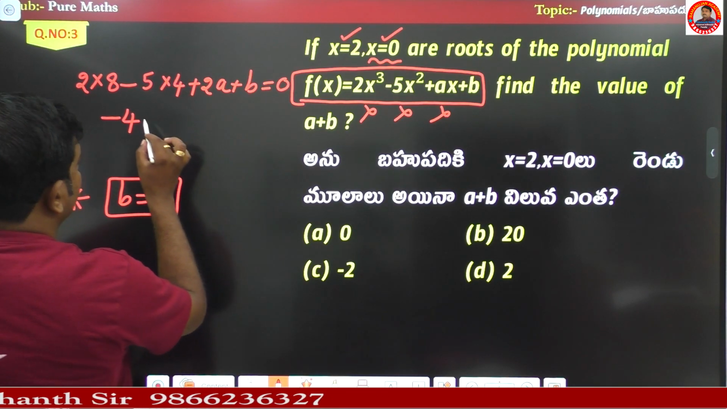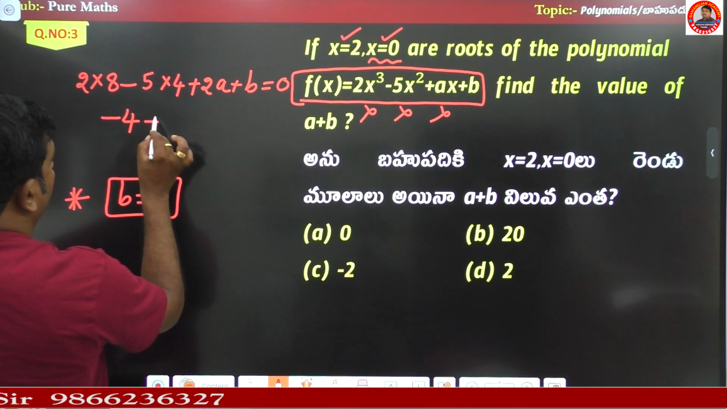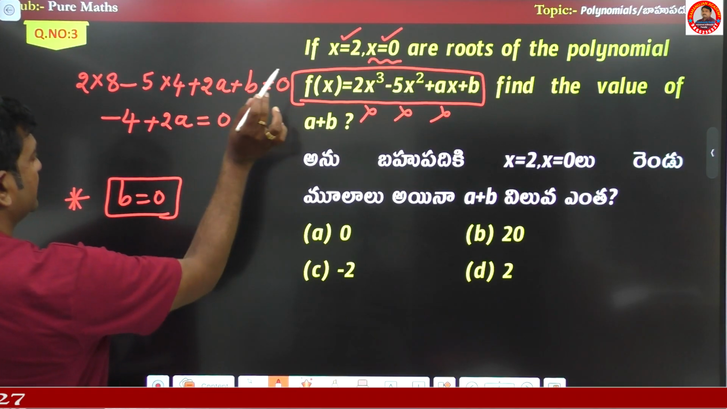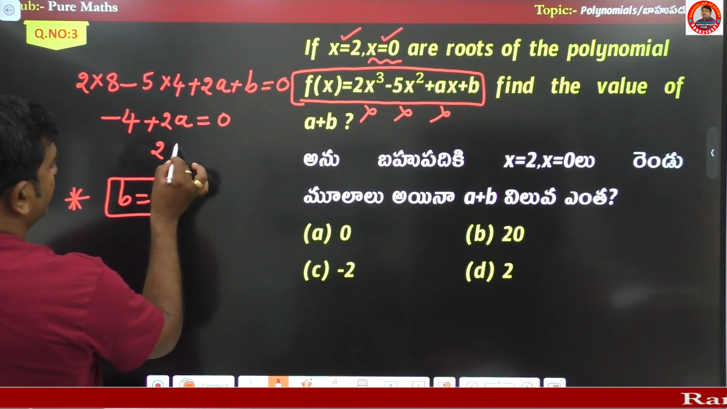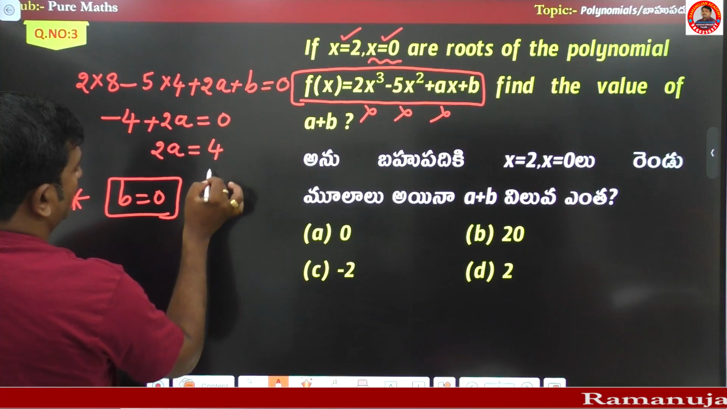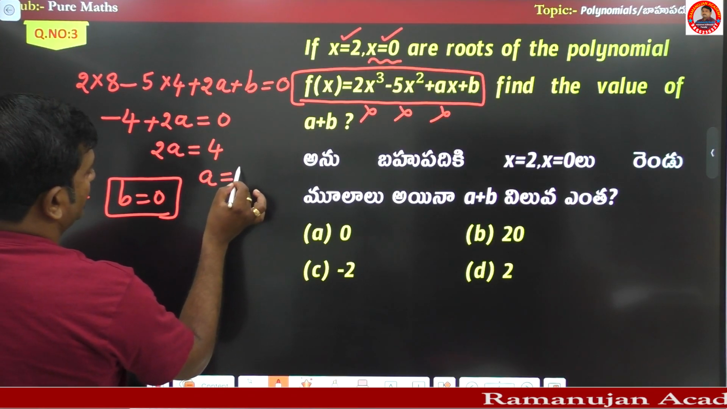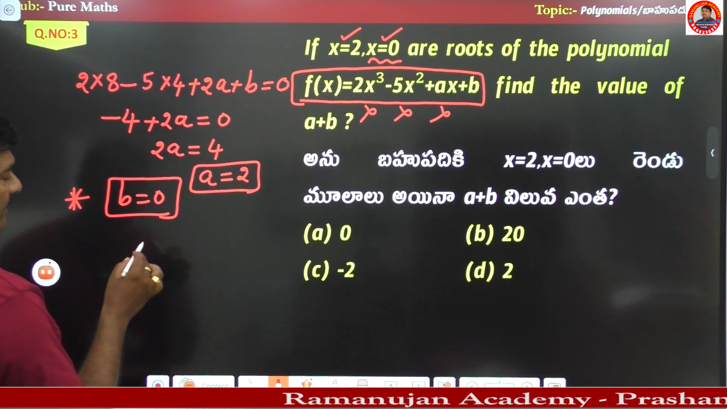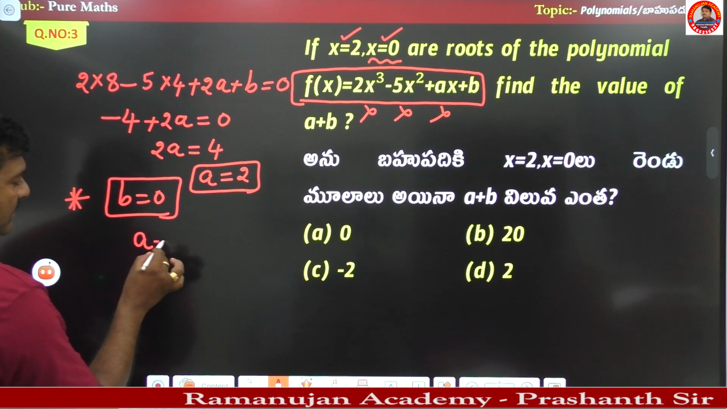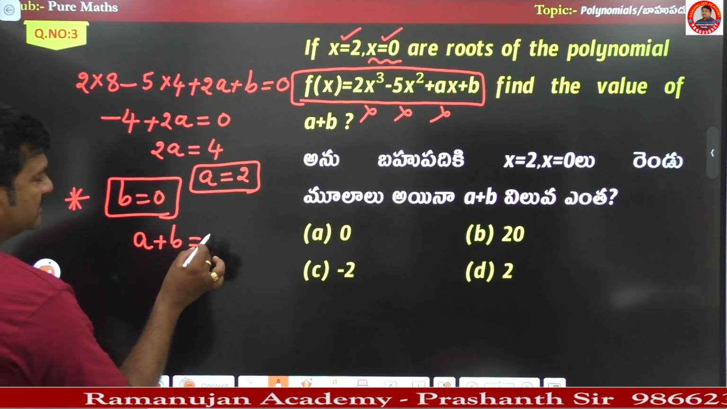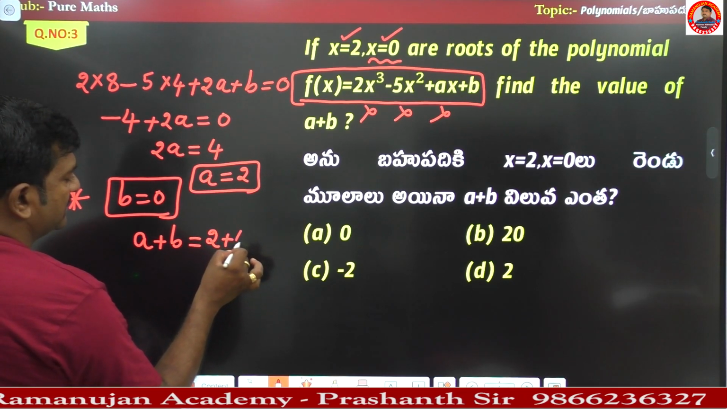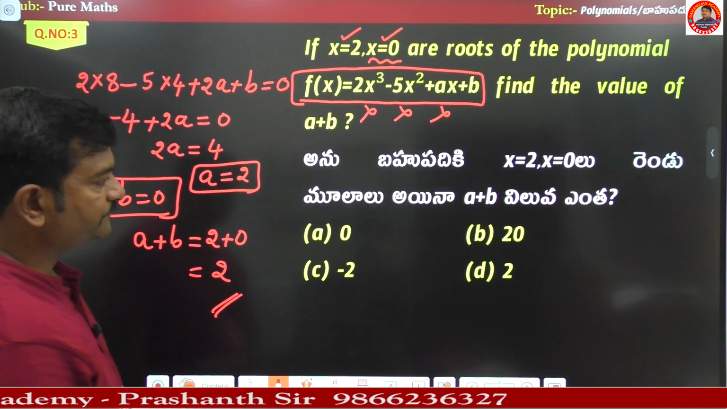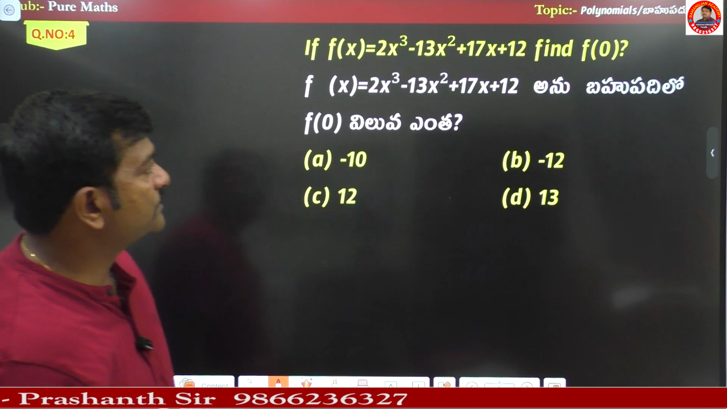Now the b value we can substitute here: minus 4 plus 2a, b value equal to 0. Now 2a is equal to 4. Therefore a is equal to 4 by 2, so the a value is 2 and the b value is 0. But he asked to find the value of a plus b. A plus b means 2 plus 0, and 2 plus 0 is 2.